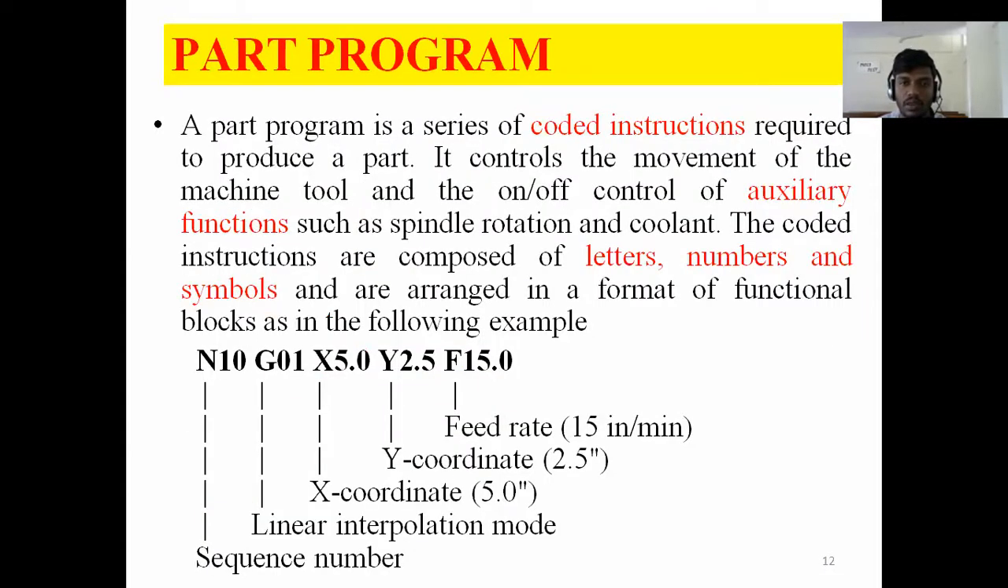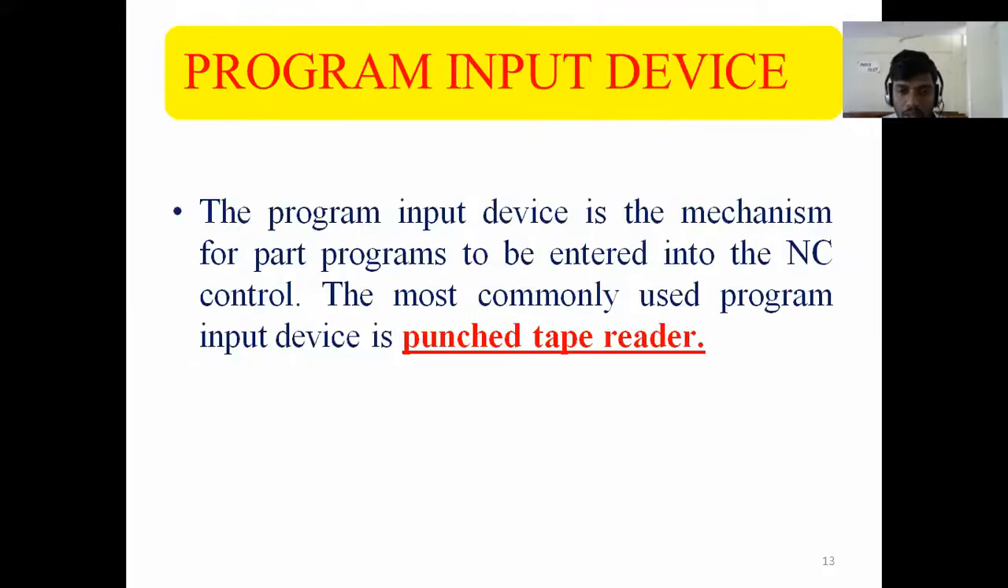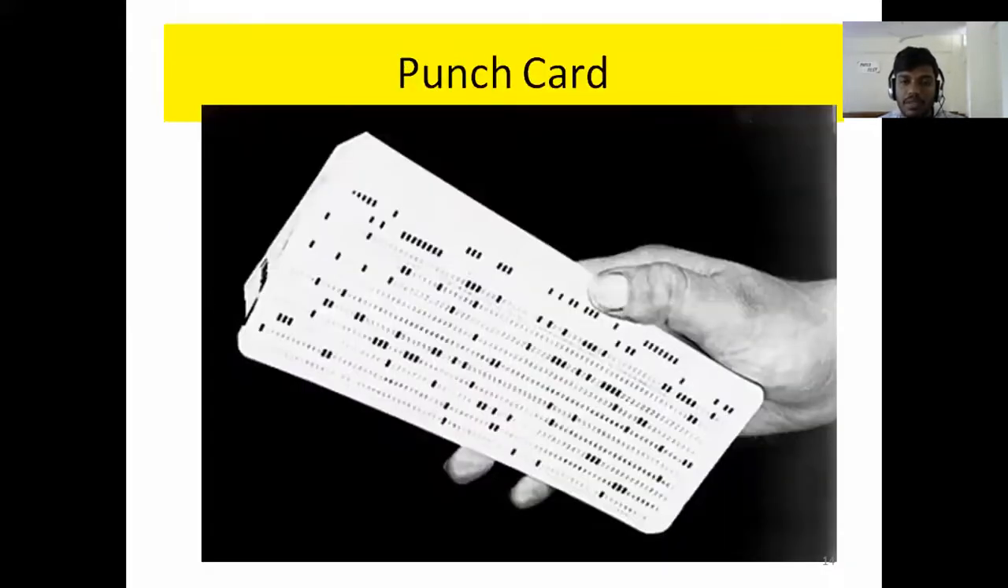Then we saw how to write the program. Okay, the method is there. What is that? N letter, then G, then XY coordinate. Then program input devices: which input devices we are using for the NC program. That also we discussed. Punch tape is one of the best examples, which has a size of 1-inch card.